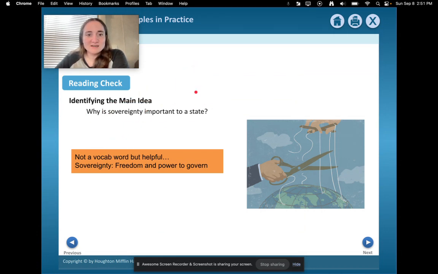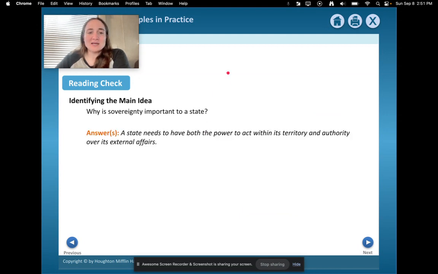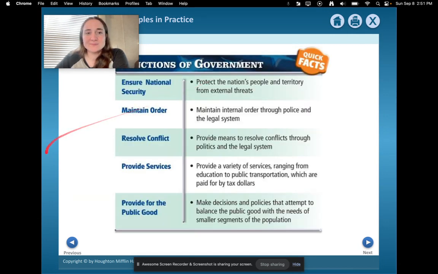So why is sovereignty important to a state? If you don't know what sovereignty means, it means freedom and power to govern oneself. And that would be a state needs to have both the power to act within its territory and authority over its external affairs. Okay, so again, functions of the government would be like to ensure national security, maintain order, resolve conflict, provide services, and provide for the public goods.